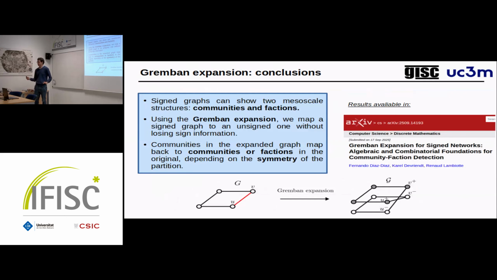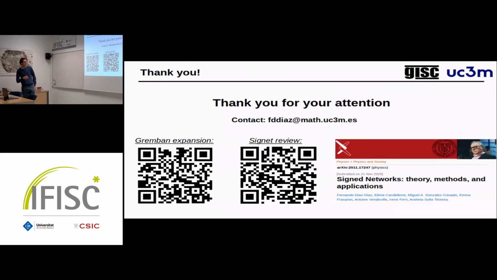Second, that there is this operation, the Riemann expansion, that maps a signed graph into an unsigned graph without losing properties, and that this can be used to detect communities and factions in a principled way and separate them. And the separation is related to this notion of symmetry in the expanded space. And yeah, that's everything. Thank you very much.